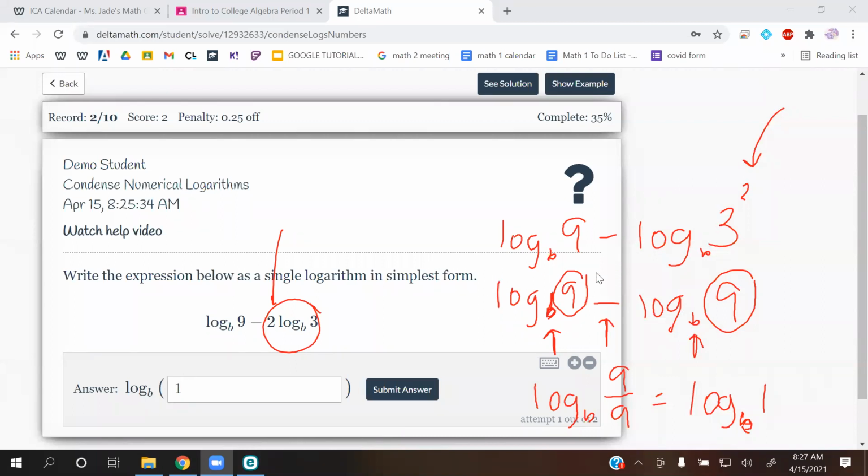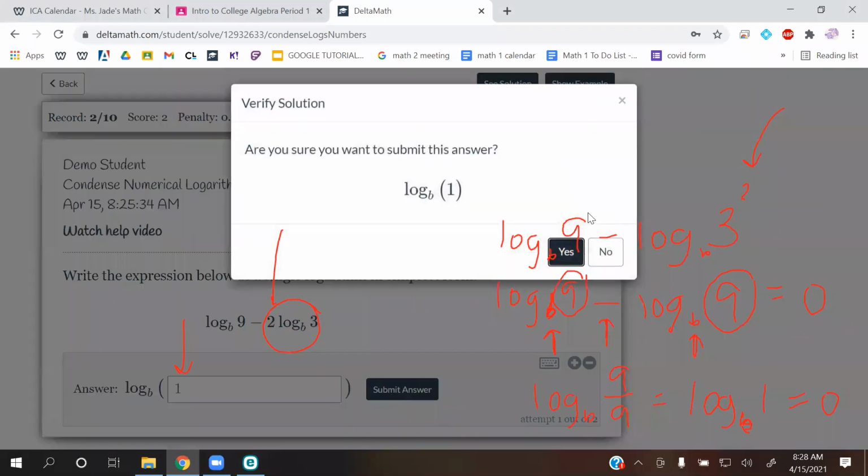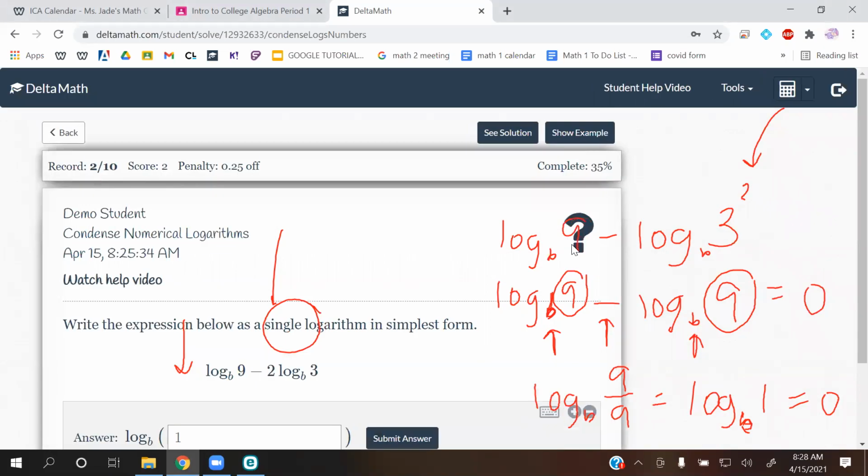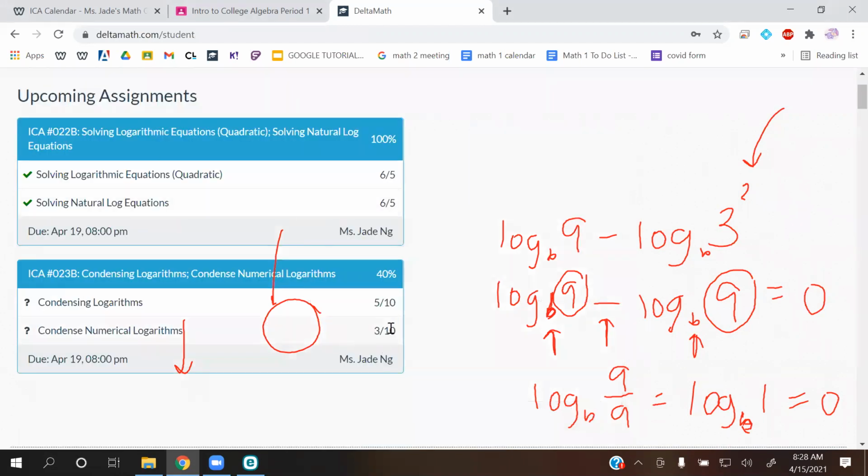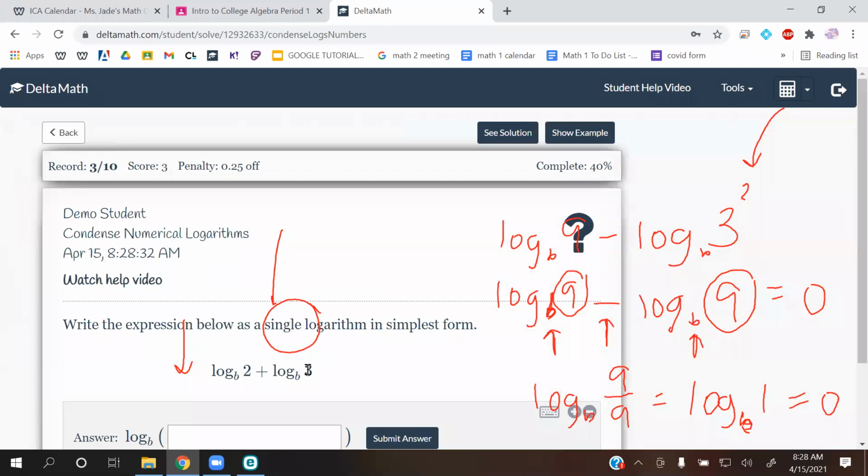By the way, if you take log base b of 9 and you subtract log base b of 9, this is automatically equal to 0 because you're literally taking something minus itself. Anything minus itself will just give you 0. So we're typing in a 1 here because they want what goes inside the log, but this would simplify even further. If they wanted you to simplify it even further, it would simplify to 0. But anyways, let's submit this one. And it's lagging. Okay, so notice it's 2 out of 10. Now it says 3 out of 10, so you know we did it right. Let's go to the next problem.